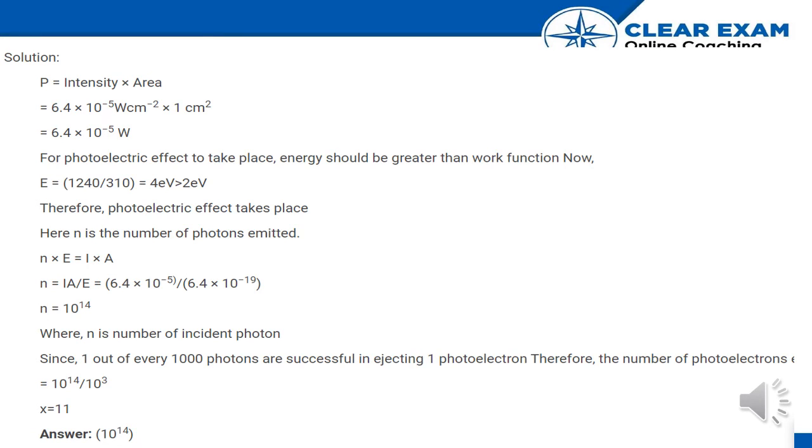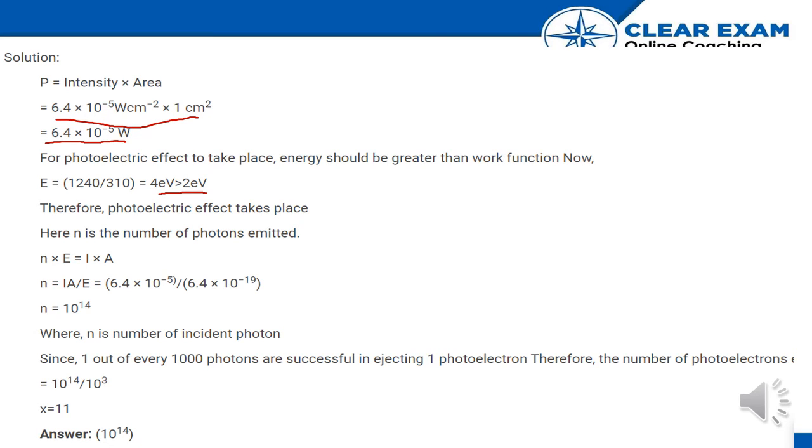Now its solution. P is the intensity times area, and so these are the values given in the question. So intensity P will be 6.4 × 10^-5. Now for the photoelectric effect to take place, the energy should be greater than the work function. So the energy is greater than the work function, from here we can see that. Therefore the photoelectric effect takes place.